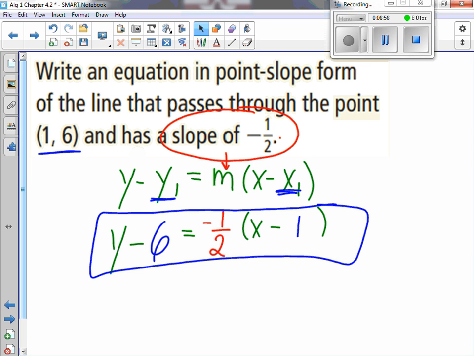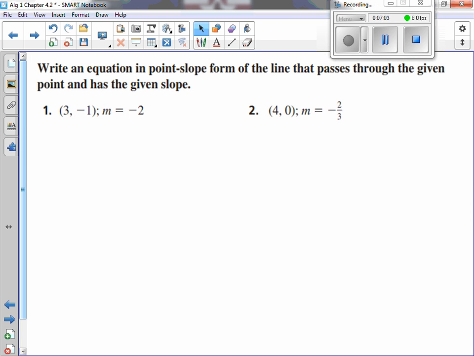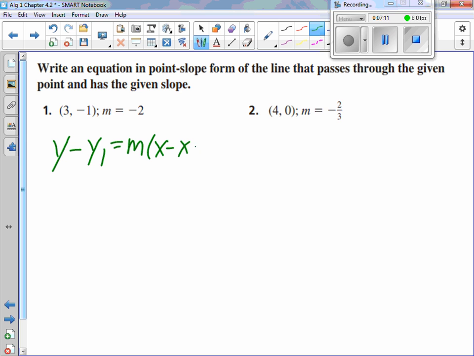Questions on this here? We're ready for the next one. Okay. Well, let's look at this one here. y minus y1 equals m times x minus x1.